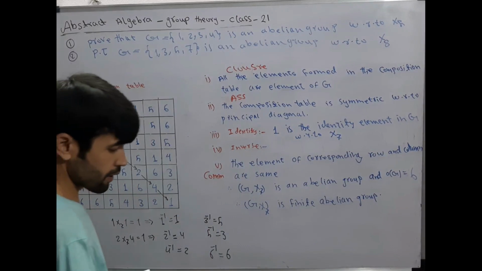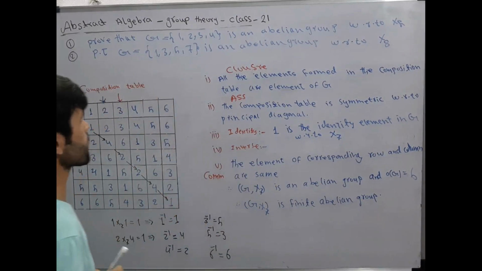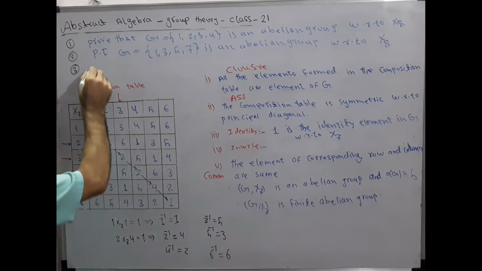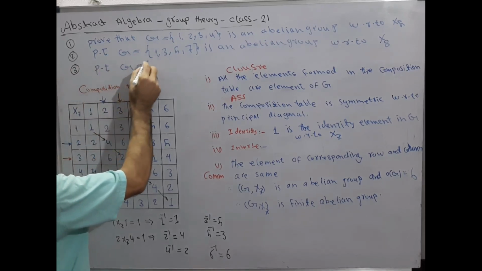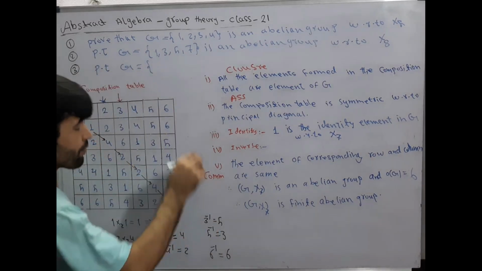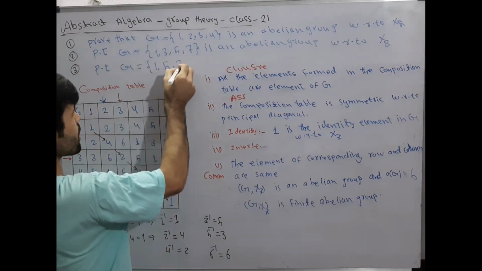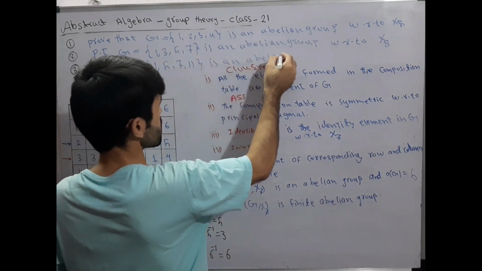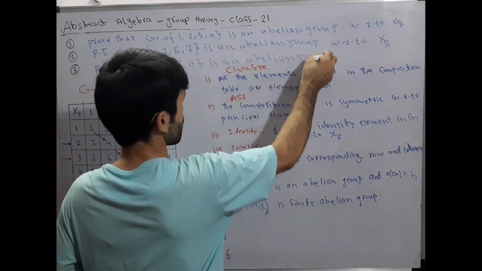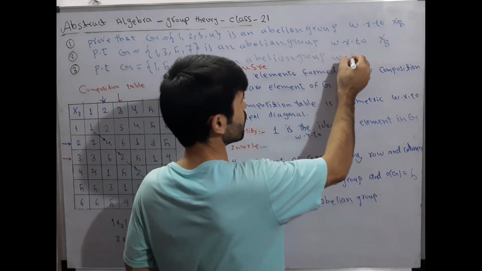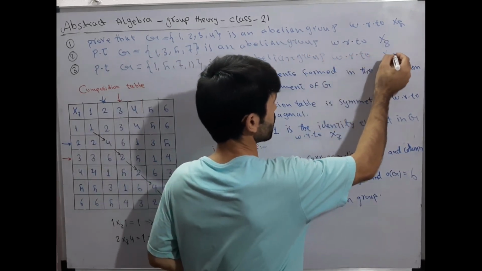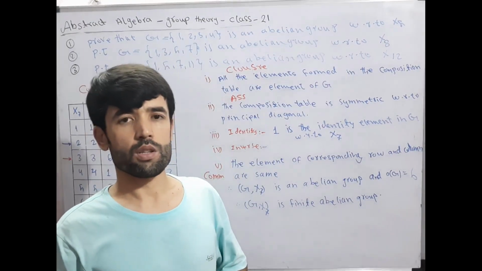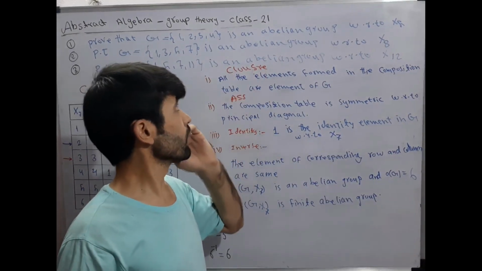Number 3, prove that G equal to 1, 5, 7, 11 is an abelian group with respect to multiplication modulo 12. This was the lesson of lecture 21.